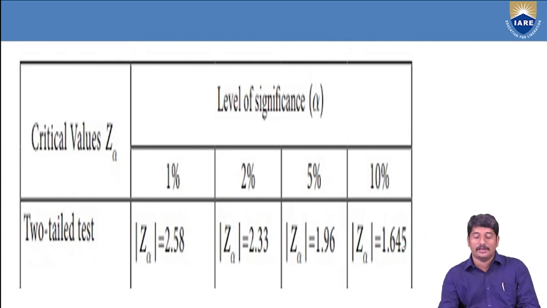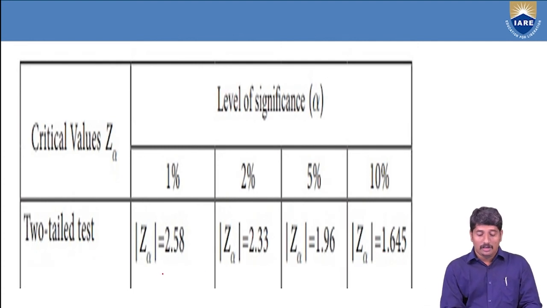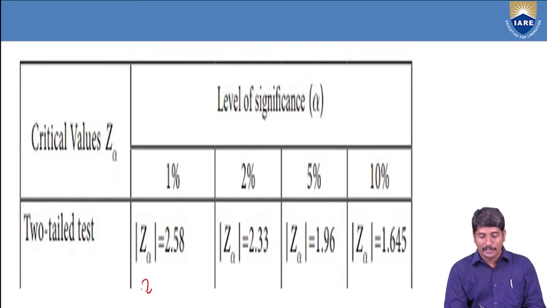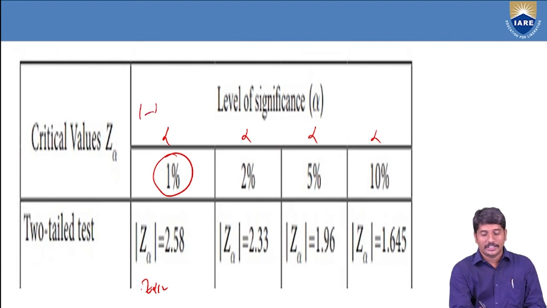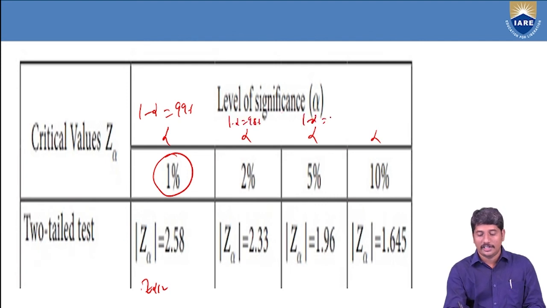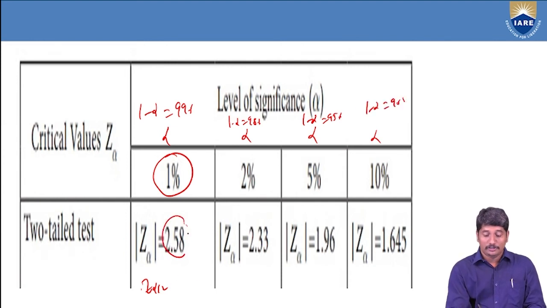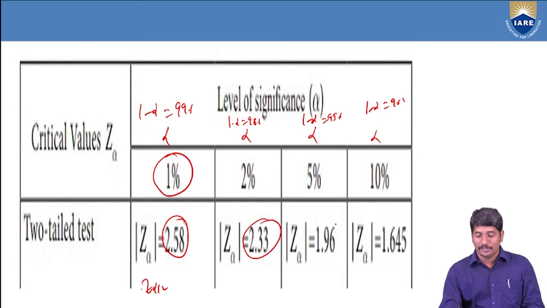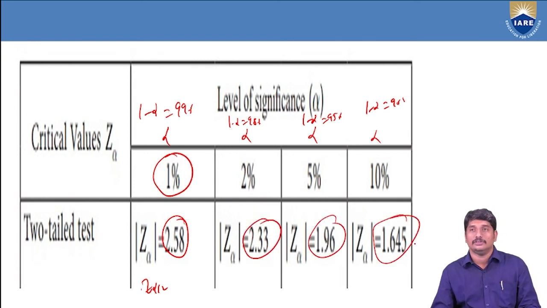So first, let us recap and remember these things. The table value, or Z alpha by 2 value, at alpha 1%, alpha 2%, alpha 5%, alpha 10%, or you can also understand it as 1 minus alpha 99%, 98%, 95%, 90%, we have table values correspondingly 2.58, 2.33, 1.96, 1.645. We have to remember them as formulas.